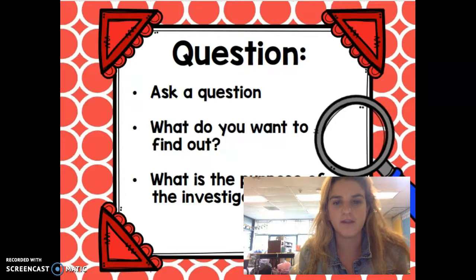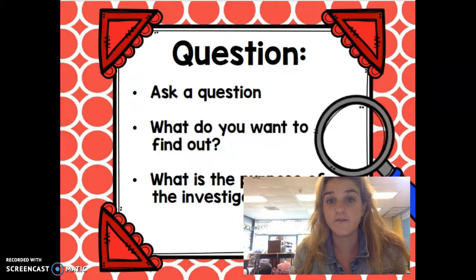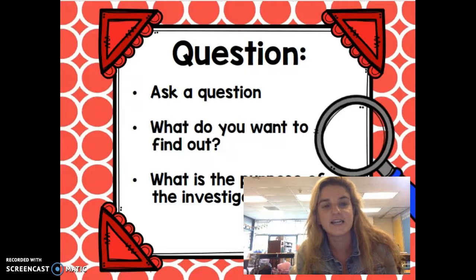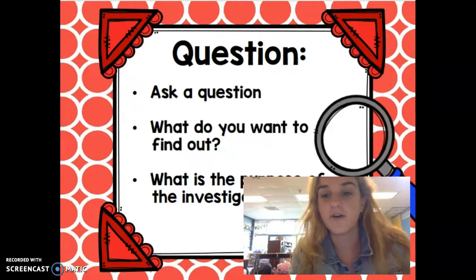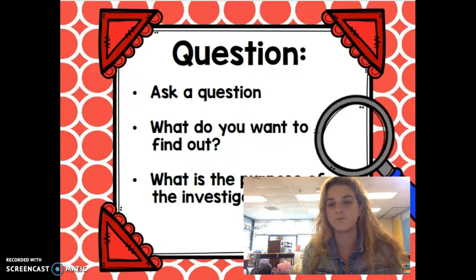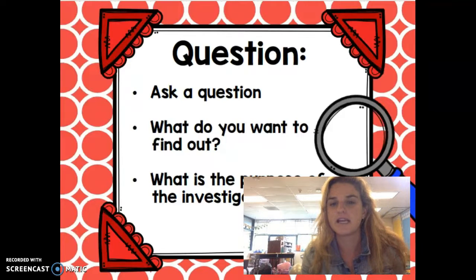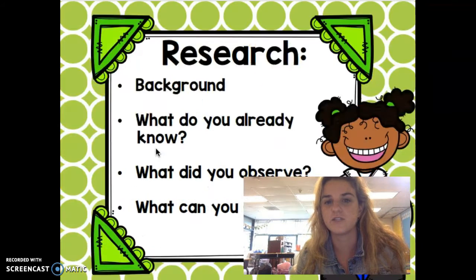So the scientific method, also known as the scientific process, is a process and logical way of finding an answer to a question. So we find a problem and we phrase it in the form of a question, and we start investigating. The next step after a question is to research.